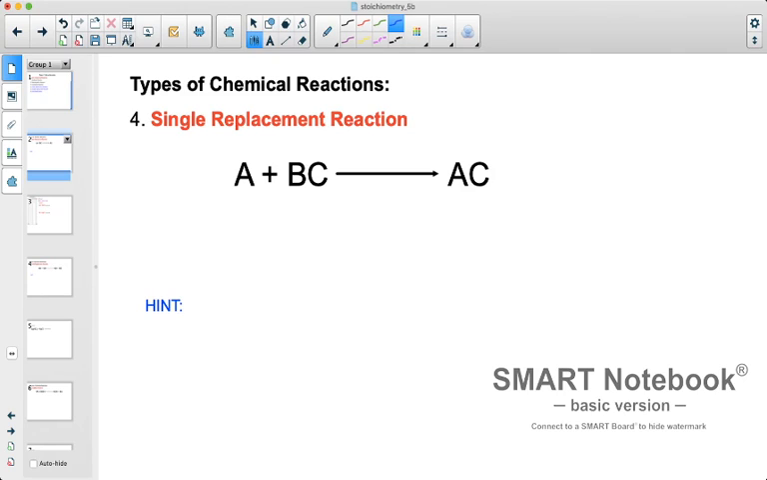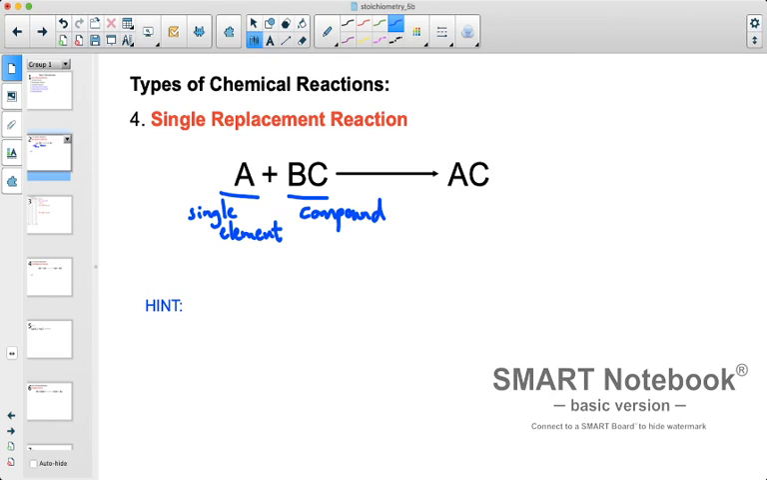In a single replacement reaction, we always start off with a single element. And when I use the word single, I mean that it's an element that's not combined with anything else. In addition to having the single element in our reactants, we will always have a compound as well. And that's the pattern that we use to classify a single replacement reaction. In this reaction, the single element will replace something in the compound, thus its name.